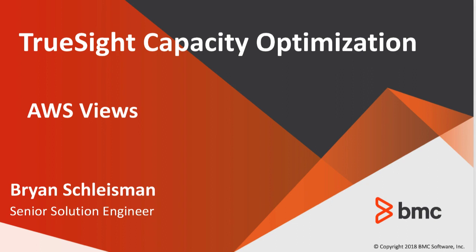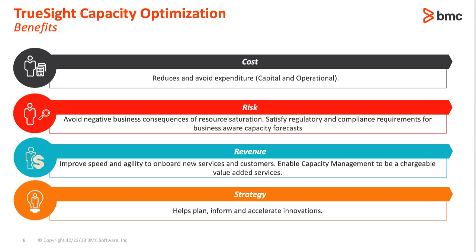Now, with the AWS views, what you're going to see is it really plays to the strengths of TrueSight Capacity Optimization, and helping you reduce and avoid expenditures from a cost perspective, avoid those negative business consequences around outages and things like that. That helps with the risk, helps you save on revenue because we can control what you're spending and make sure you're spending prudently in the cloud, and also helps you with your strategy on planning for and accelerating innovations in your environment.